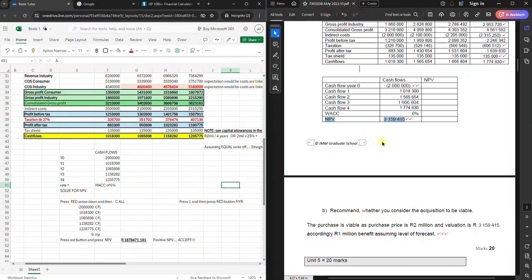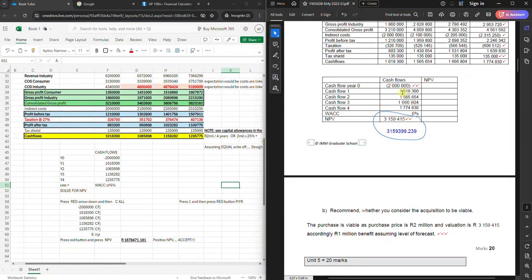Yeah, 100%. Okay. Let's put all these figures in. 1565 654. 1666 300, no? 804. 1774 830. Okay, solve for NPV. Oh, the NPV is correct. It's a bit off though. I get 315,9399.239. I don't know. Did you get the same figure here for this one?